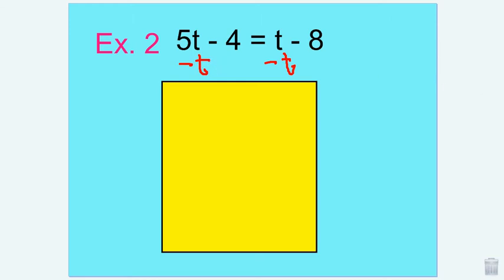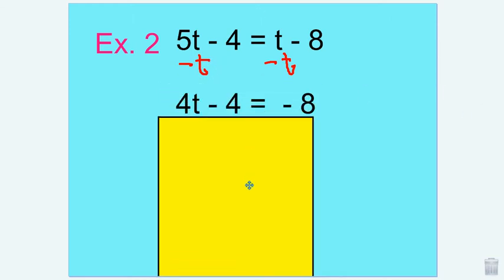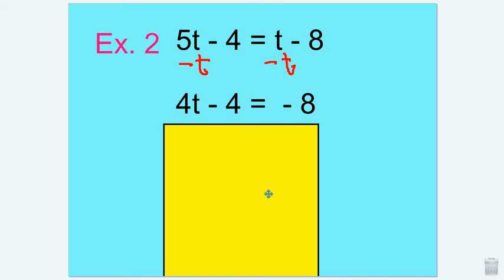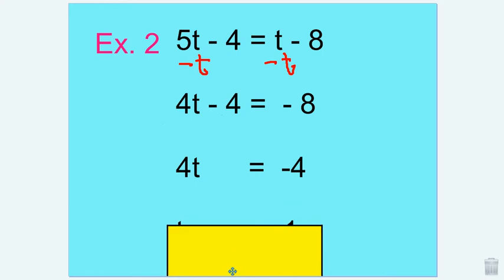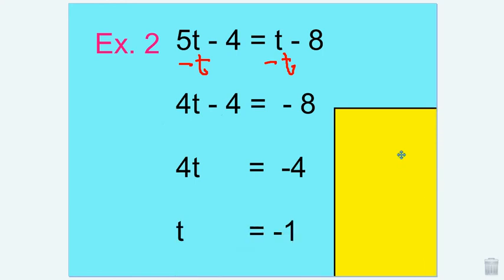You can draw your river right down the middle to divide that up. So now 4t minus 4 equals negative 8. Again, I think you know how to do this. Add 4, divide by 4. And so 4t would equal negative 4, and t would equal negative 1. Again, you would ask yourself, 5 times negative 1 minus 4. Oh, that's negative 9, mental math skills. And then negative 1 minus 8, that's negative 9. It does check out, and that is my solution to that equation.